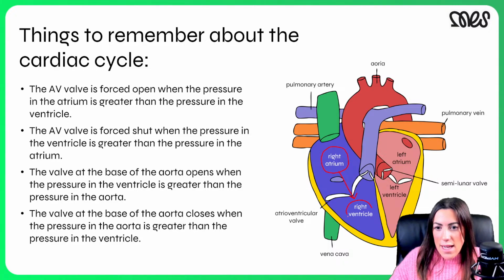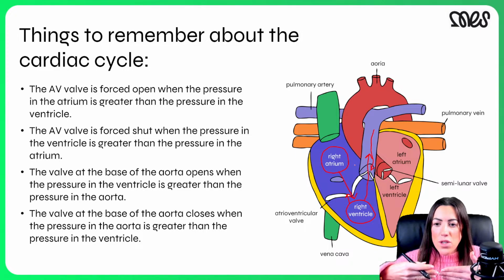But if the pressure in the ventricle is higher than the atrium, that's going to force that valve to shut, because you don't want any blood to go backwards. Okay? Now let's think about the semilunar valves. If the pressure in the ventricle is higher than the pressure in the artery, that's going to push the semilunar valve open, isn't it? Yeah, if you've got high pressure in here, it's going to push on that valve, it's going to open it. But once the blood goes into the artery, when the pressure in the artery is higher than the pressure in the ventricle, it's going to push back on that valve and make it shut.